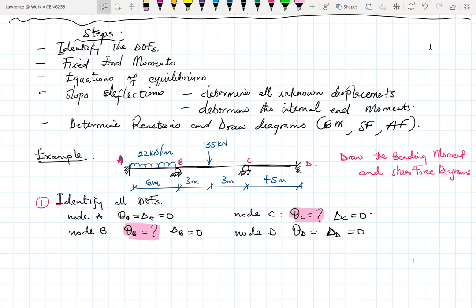All right. Now the next item to look at is to determine the fixed end moments.